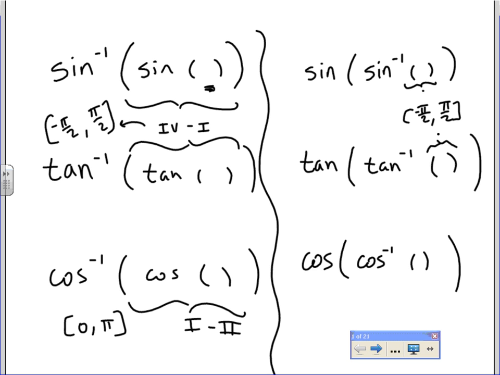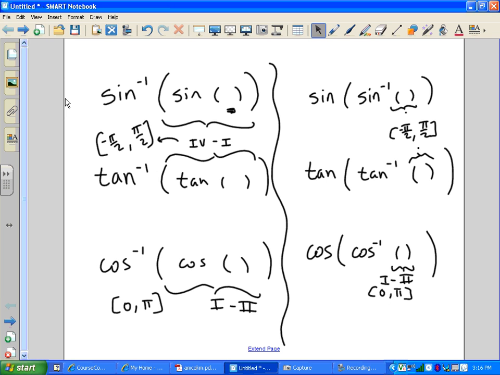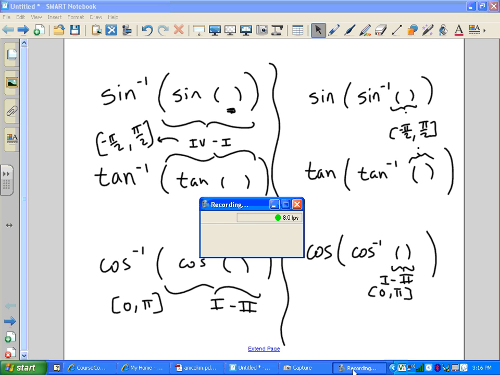Now, for the case of inverse cosine, just like the other one, this value, whatever it might be, has to lie in the first or second quadrant, which means it has to be between 0 and pi. Okay, now let's take a look at some of the problems from this quiz.